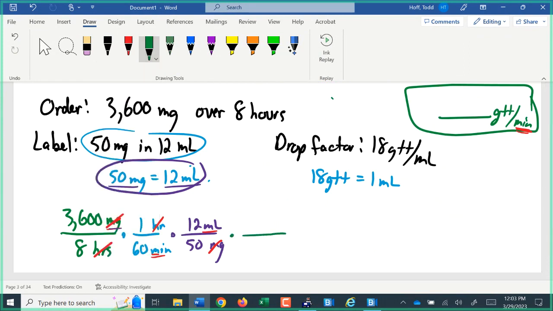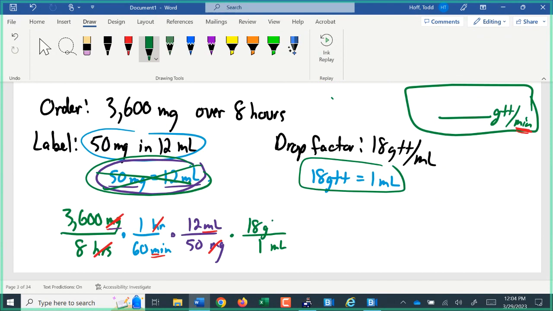So milliliters are on top. I'm going to put them on bottom. And then I have to look for something with milliliters in it. Well, this has milliliters, but I've already used that. I can't use it again. That would just convert it back into milligrams, back to where we were before. I have this one here that has milliliters in it. That's 1 milliliter is 18 drops of fluid. And so the milliliters have canceled out. I now have drops on top and minutes on bottom. That's exactly what I want for my final answer.